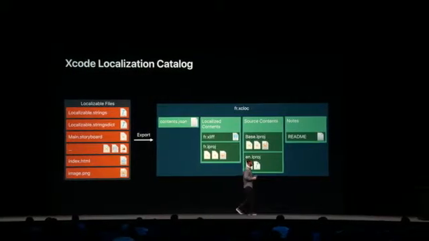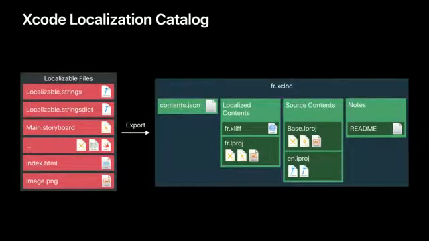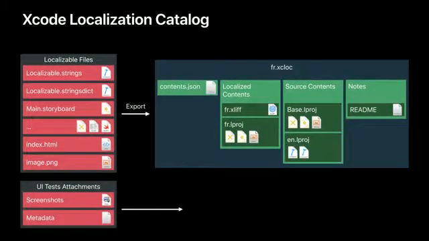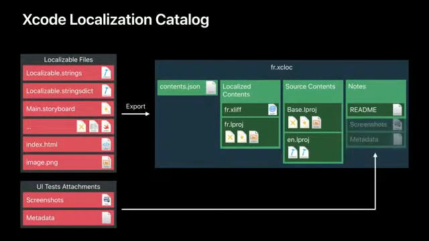Last year, we introduced the Xcode localization catalog. It's a very convenient way to handle localizing both strings and non-string-based resources all in one place. In it, we included a notes directory specifically for you to include contextual information such as screenshots for your localizers. This year, I'm very happy to say that we are automatically including these screenshots for you in the Xcode localization catalog.